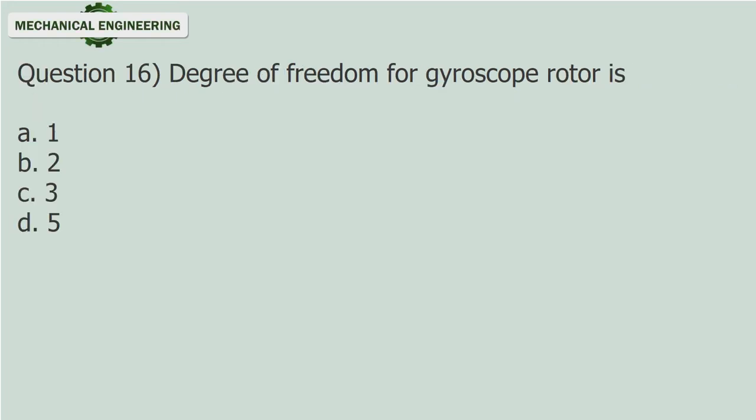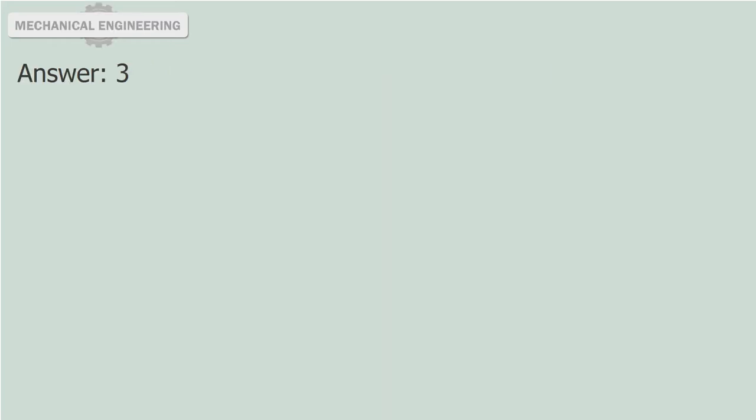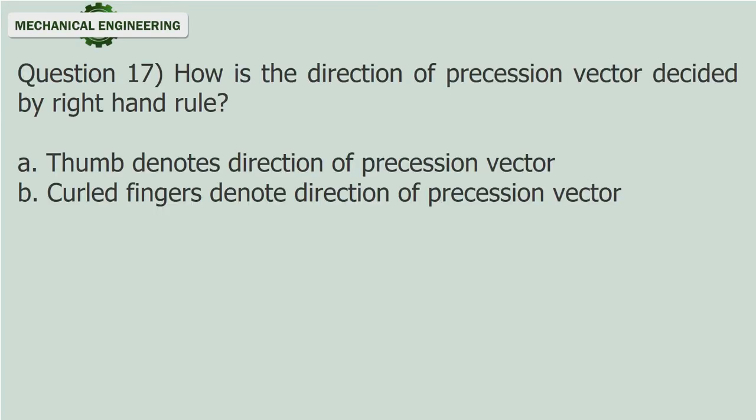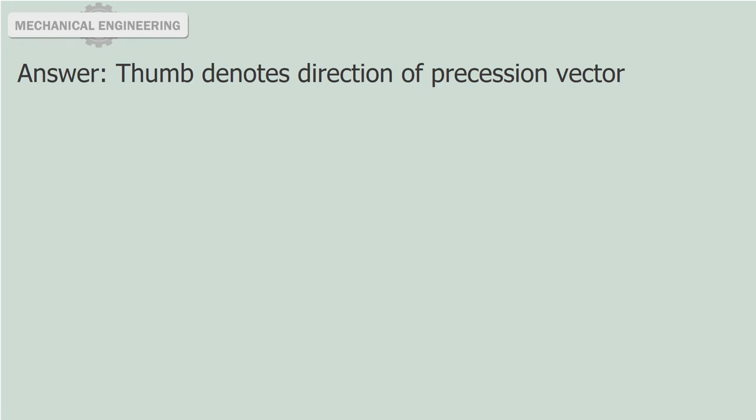Question 16. Degree of freedom for gyroscope rotor is A. 1. B. 2. C. 3. D. 5. Answer: 3. Question 17. How is the direction of precession vector decided by right-hand rule? A. Thumb denotes direction of precession vector. B. Curled fingers denote direction of precession vector. Answer. Thumb denotes direction of precession vector.